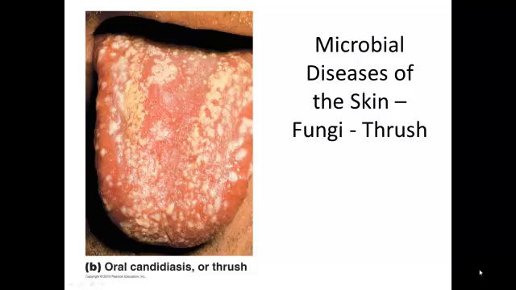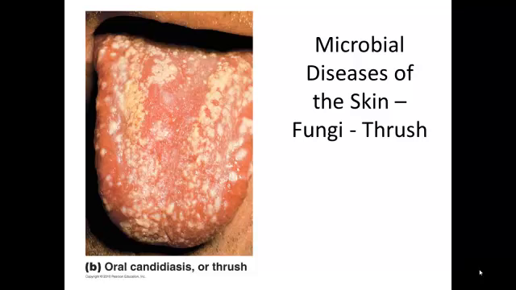Thrush is a yeast infection of the mouth. It's caused by Candida albicans. It's an opportunistic pathogen, and generally speaking, you see it in young children whose immune systems have not developed sufficiently to fight off this opportunistic pathogen. It's really icky, makes you smell yeasty, it's nasty, kind of uncomfortable for the poor little babies, but it generally clears up on its own.